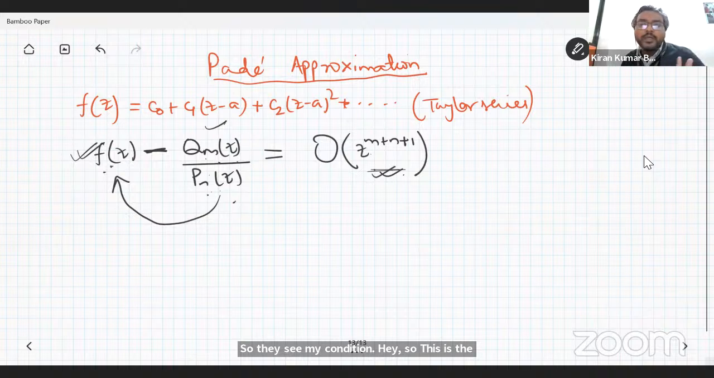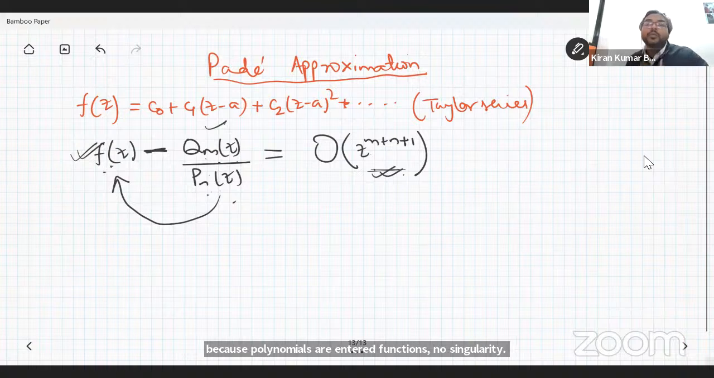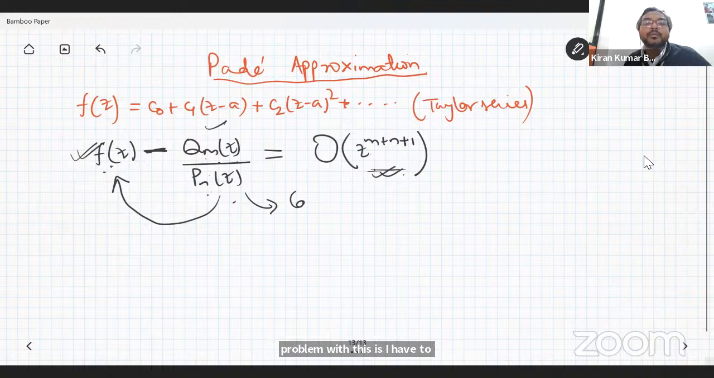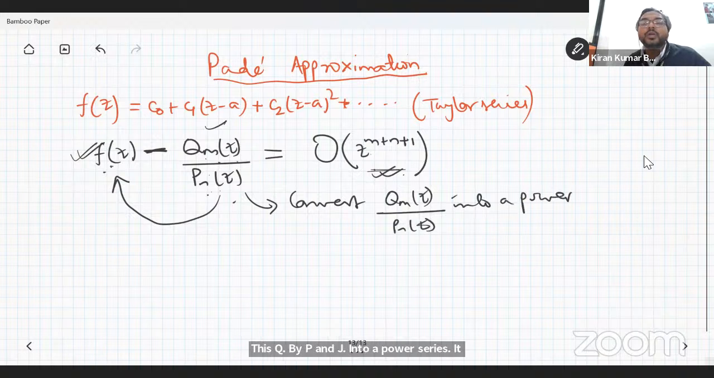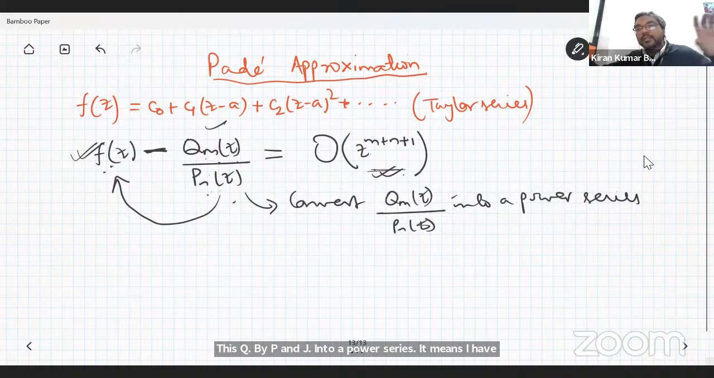f(z) is a function with a singularity. I will not approximate it with a sequence of polynomials because polynomials are entire functions, with no singularity. So I will approximate f(z) by a sequence of rational functions. But this is rational approximation, this is not Padé approximation. The problem with this is I have to convert Q_m(z) over P_n(z) into a power series. It means I have to divide a polynomial by a polynomial and write its entire series, which is not computationally efficient.